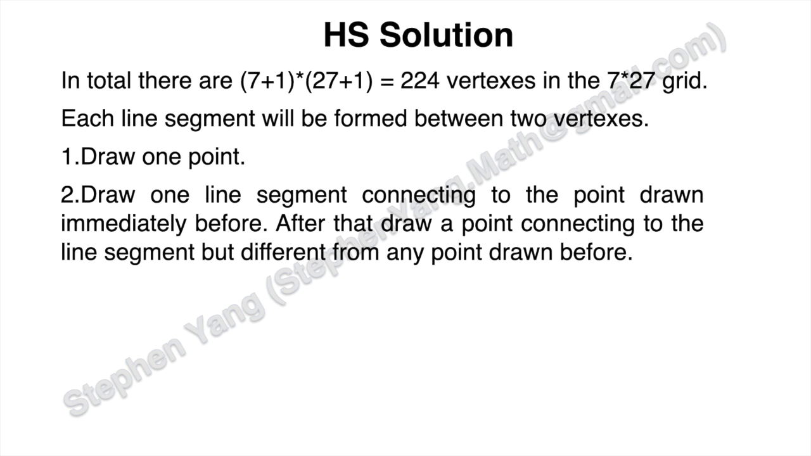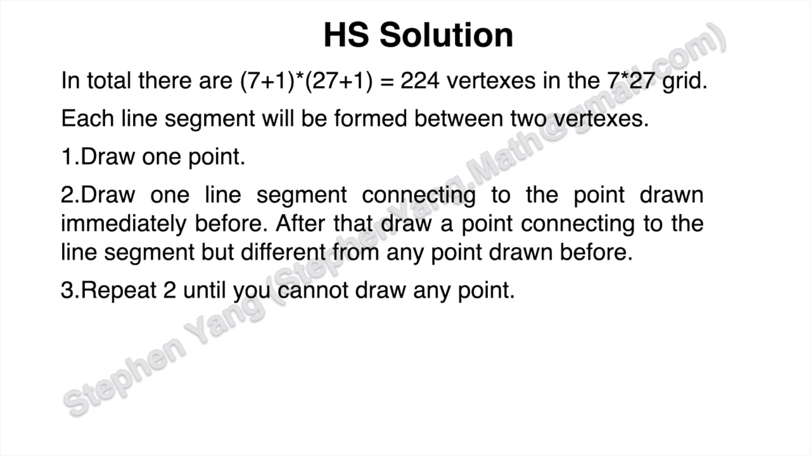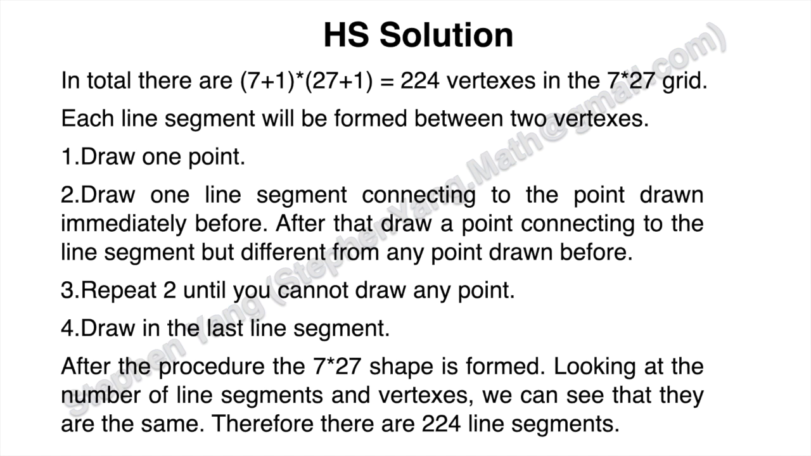And after you draw this line segment, draw a point that is connected to the line segment but different from any point drawn before. And 3 is repeat 2 until you cannot draw any point, which means all the points are drawn. And 4 is draw the last line segment. So after the procedure, the 7 times 27 shape is formed.